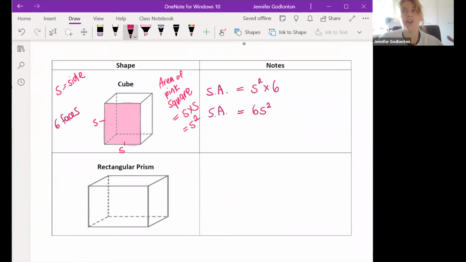Unless the cube had an open lid. So if it was like a box that didn't have a lid, then there would be 5. So if it's a slightly trickier question and we have to think about it in a different way, but a general standard cube will just be times 6.